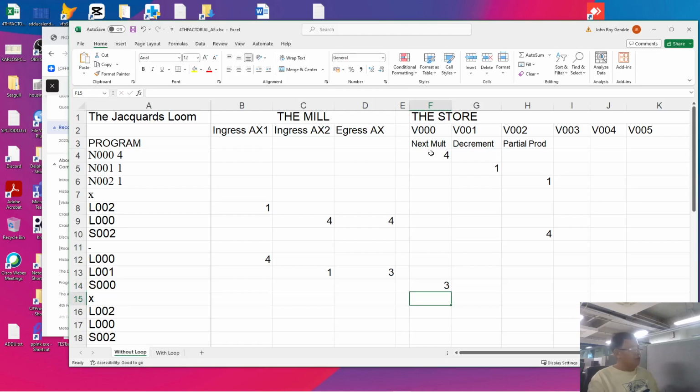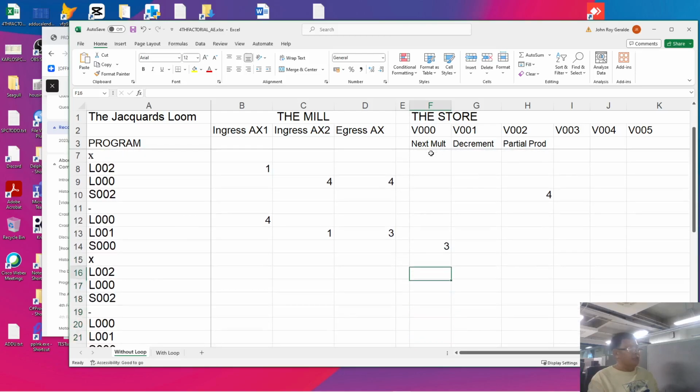Now the next operation is another times, which is used to compute the next partial product. Times L002. L002 is currently 4. The next multiplier, 000, is currently 3. So 4 times 3 is 12. This becomes 12, and we store it to 002. So the value 12 is stored to variable 002, which is our next partial product.